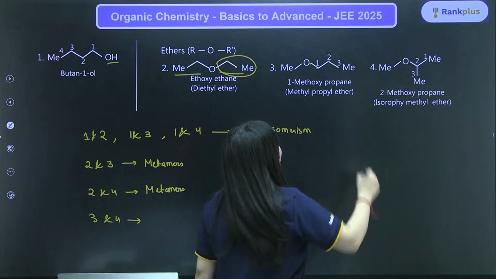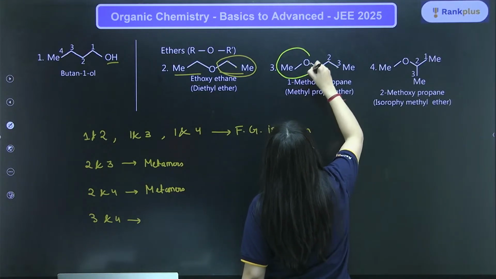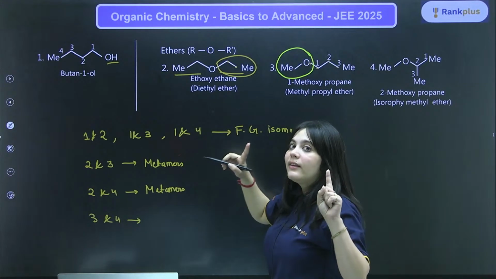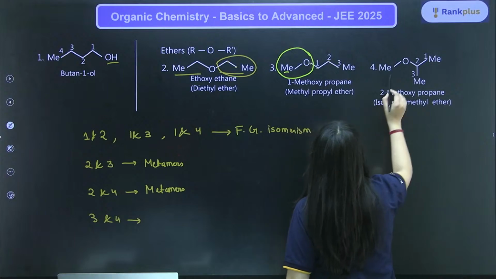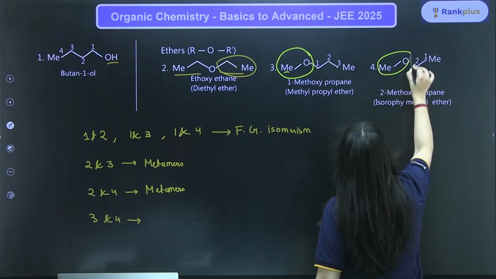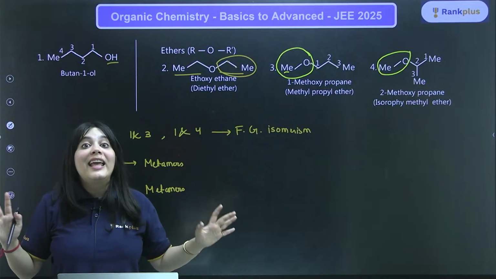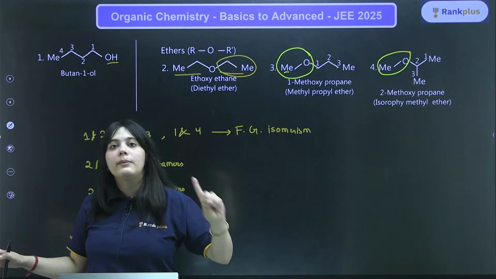Can you see that in third, this is the methoxy group? If I compare the chain length between third and fourth, then here one carbon is there, and here also one carbon is there. So I cannot say that they are metamers because the chain length on one side is exactly the same. So they are not metamers.